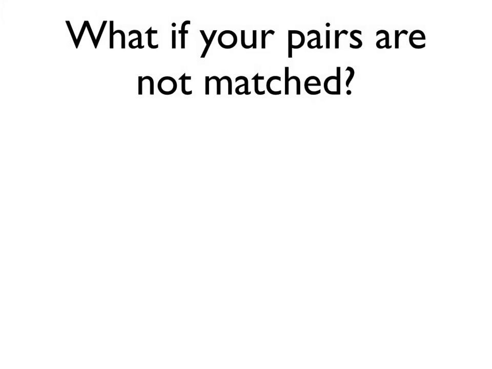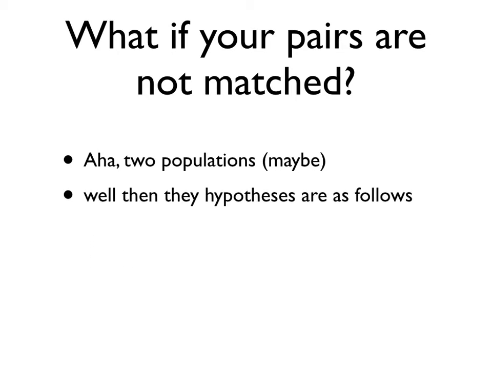What if your pairs aren't matched? That's a different issue altogether. The pairs aren't matched, right? So maybe you have two populations in that case. In fact, that's what we're trying to find out. Well then the hypotheses are as follows. H0 is mu1 equals mu2, the means of the two groups are the same. H1 is mu1 not equal to mu2. It could be directional, greater than or less than. Let's not worry about that right now. Let's just say not equal to, okay?